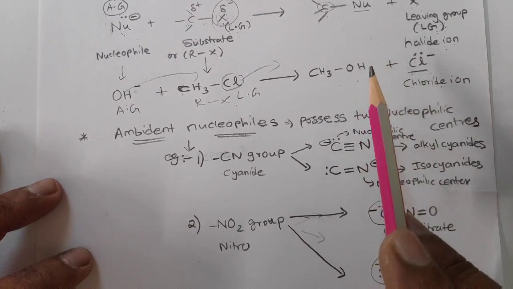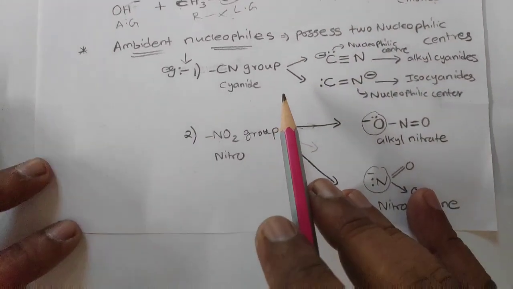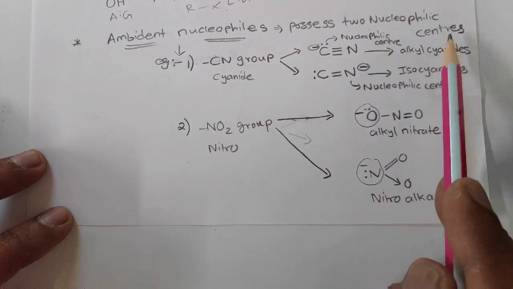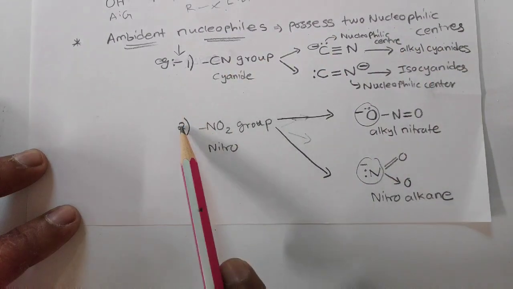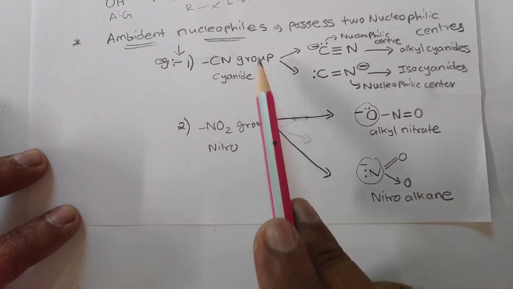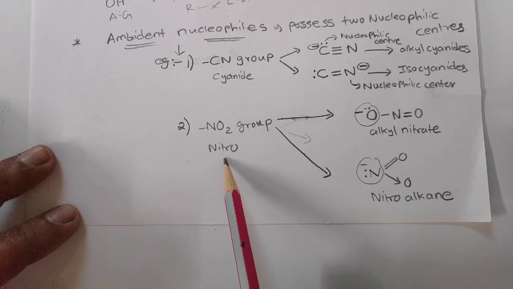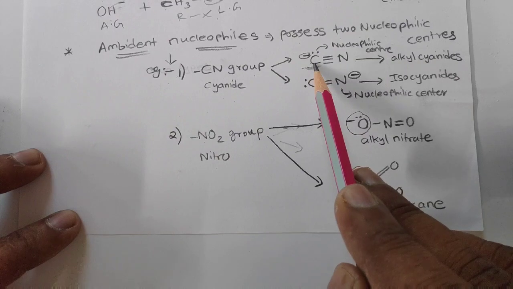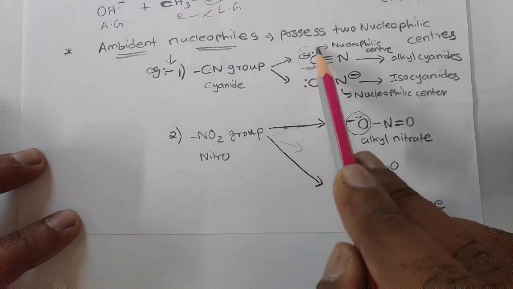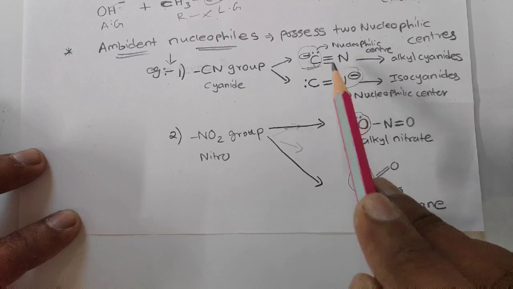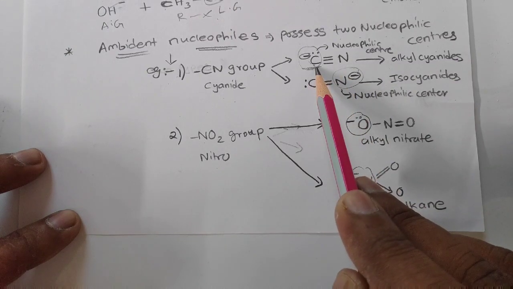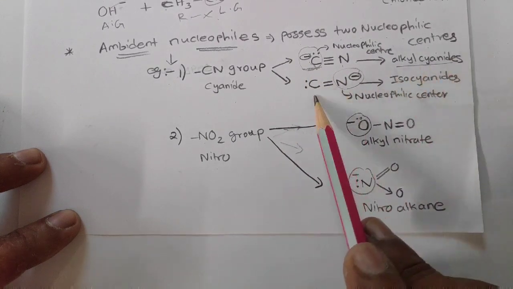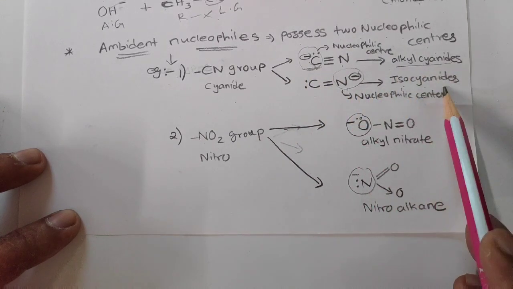Okay, now the second part I am going to discuss is the ambident nucleophile. Ambident nucleophile possesses two nucleophilic centers, right? Now in this there are two examples. One is the cyanide group, and another is the nitrite group. There are two nucleophilic centers, one is this carbon and another is nitrogen. So if it attacks through carbon, we call the product alkyl cyanide, and if it attacks through nitrogen we call it isocyanide.